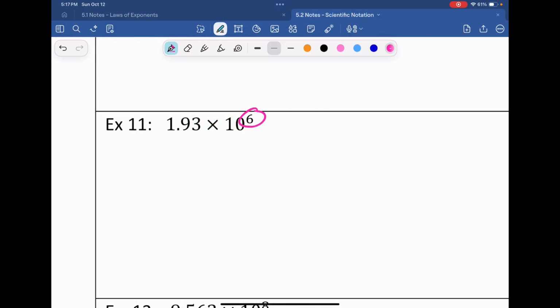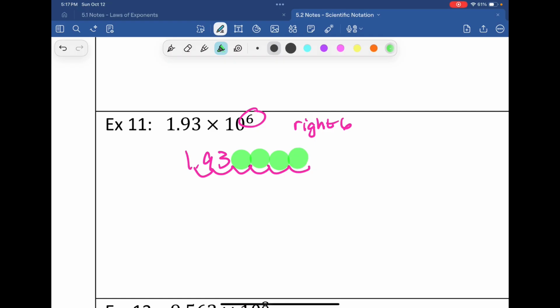Positive 6, we're going to move 6 places. I'm going to rewrite it so we have space. 1, 2, 3, 4, 5, 6. So I have 4 jumps. 1, 2, 3, 4. So each of those empty spaces gets a 0.